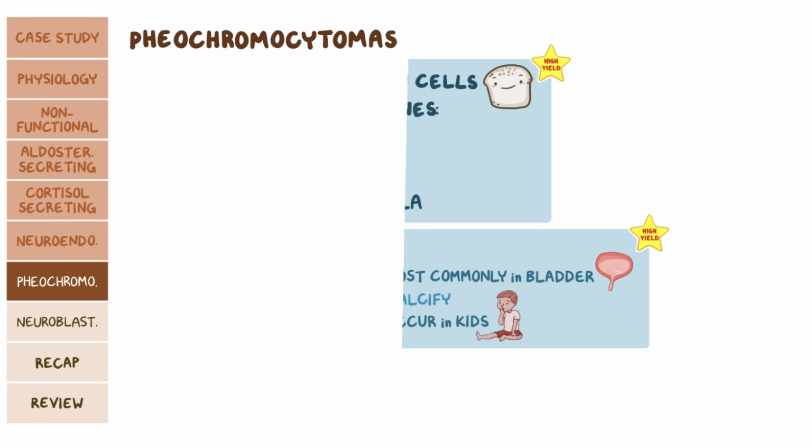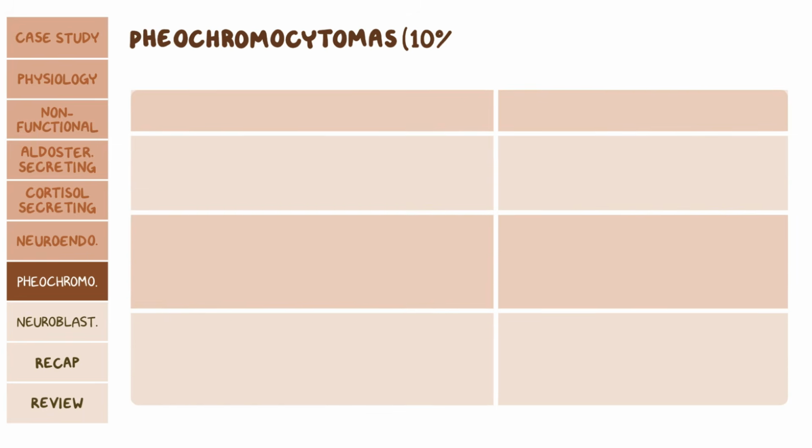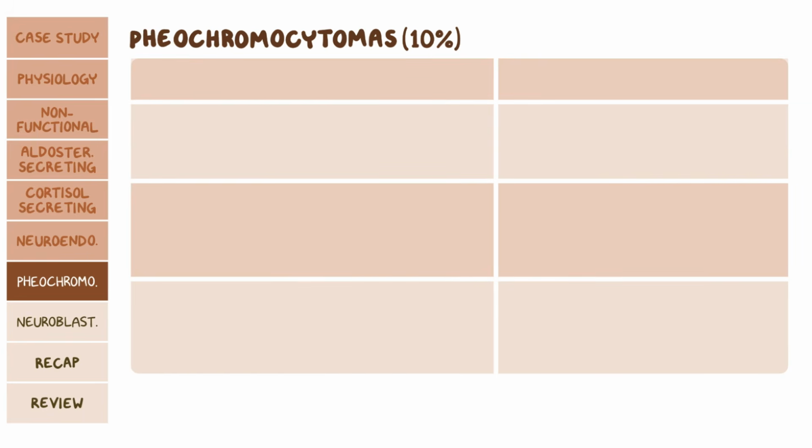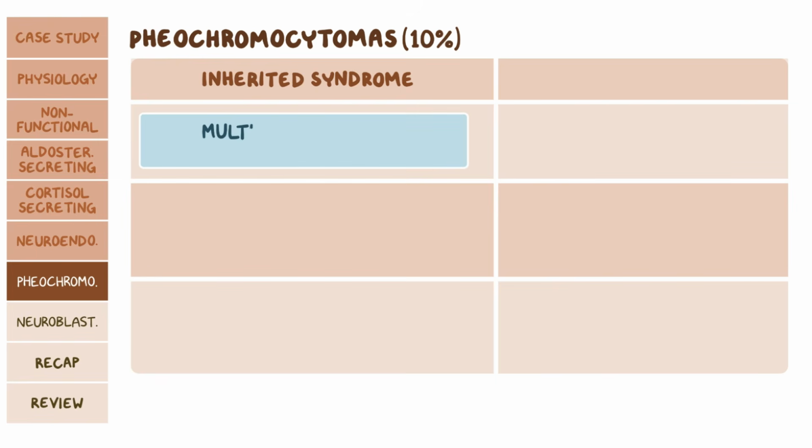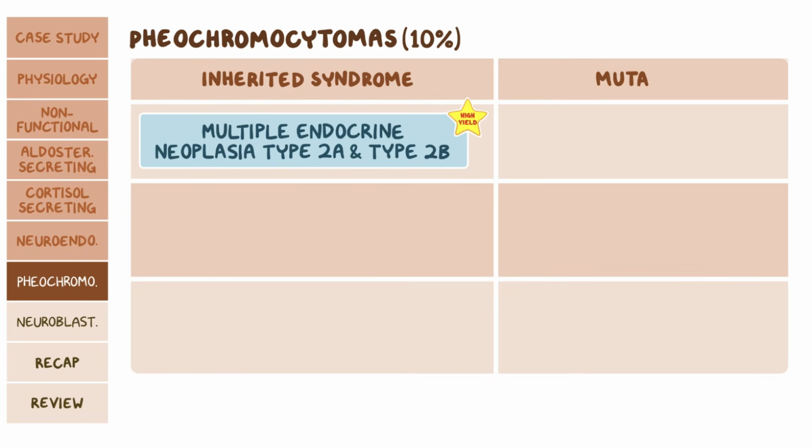Although they tend to arise sporadically, 10% of pheochromocytomas are associated with inherited syndromes. For example, there are two syndromes called multiple endocrine neoplasia type 2A and type 2B, where there are multiple tumors, including pheochromocytoma, usually caused by a mutation in the RET gene, which has a role in cell growth and division.